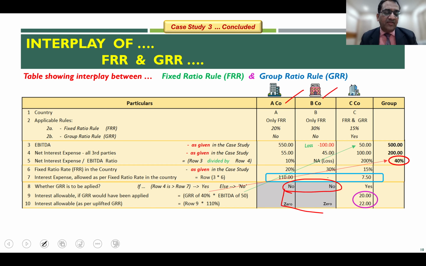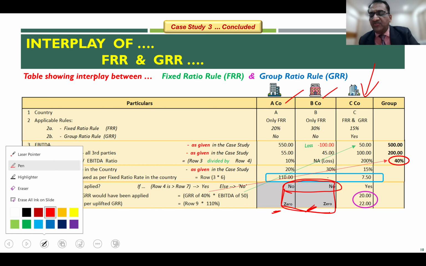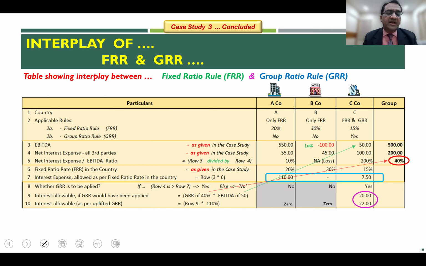And therefore, in these two countries, there will be no interest allowable from the perspective of GRR. So only company or the country C where you can have potentially GRR. Now what is in this case? What interest will be allowed if GRR would have been applied for the CECO?